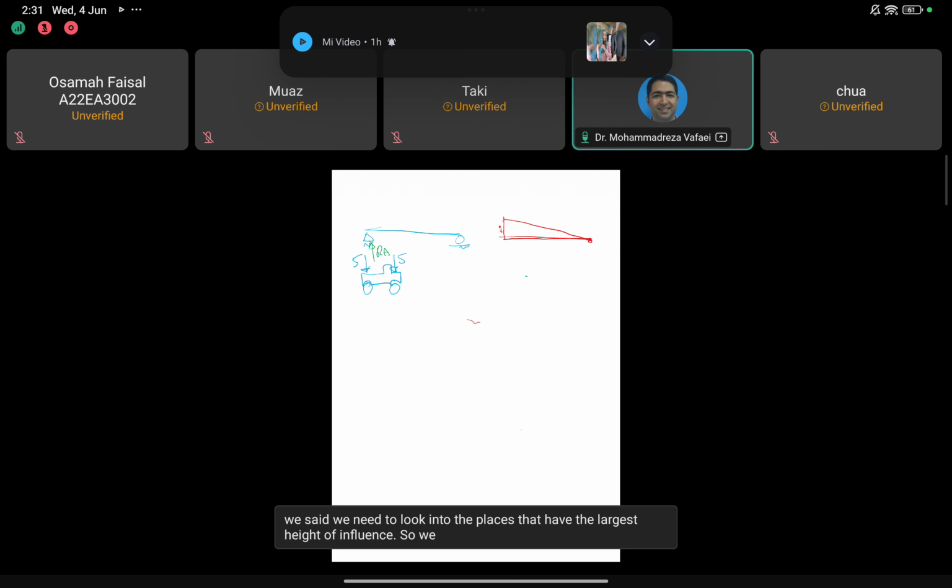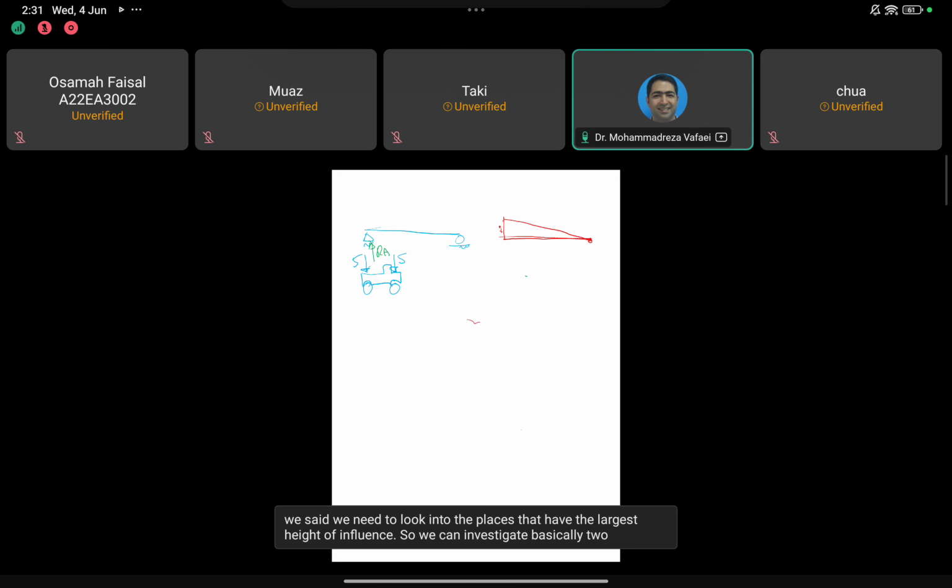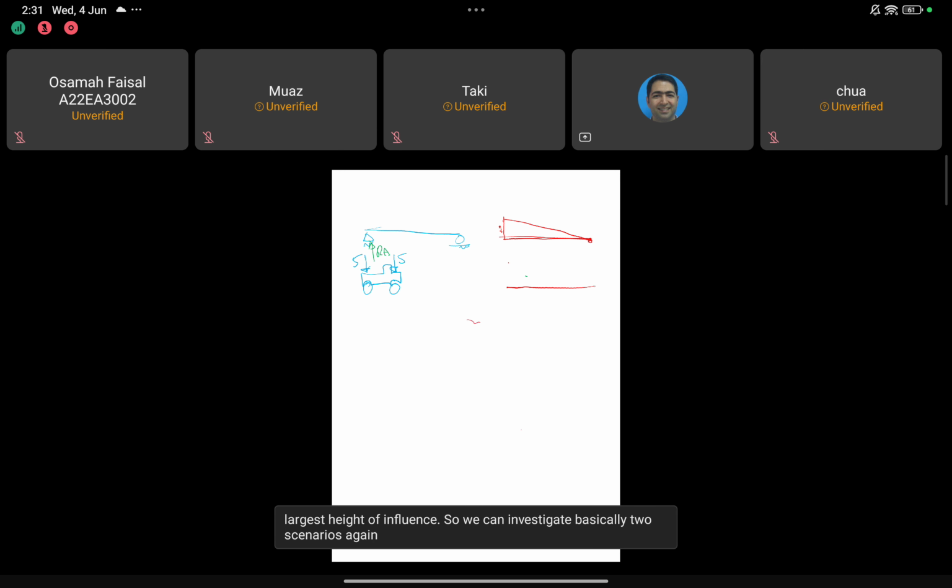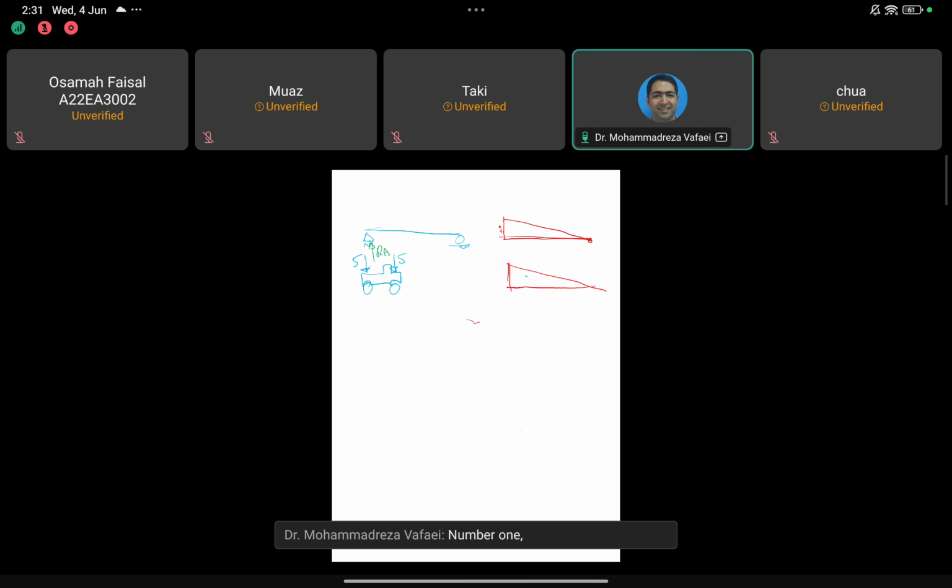So we can investigate basically two scenarios again. Scenario number 1 is when the car has stopped right in the beginning of the bridge. So if it is in the beginning of the bridge, only one of the tires is here, the other tire is outside. Let's say the distance between these two is 3 meters, for example. So we have 5 here and another 5 here. So this is one of the scenarios.